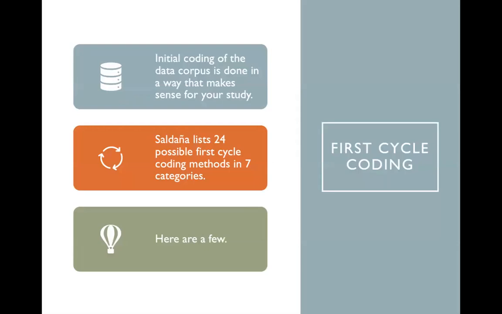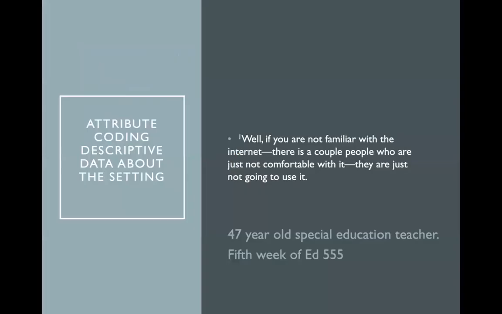So in the first cycle coding, the initial coding of the data corpus is done in a way that makes sense of your study. We've said that. Saldana lists 24 possible first cycle coding methods in 7 categories. Let's look at some. So for example, attribute coding, descriptive data about the setting. Like, if you are not familiar with the internet, there's a couple of people who are just not comfortable with it. They are just not going to use it. That's a 47-year-old special education teacher at the 5th week of the course ED555.